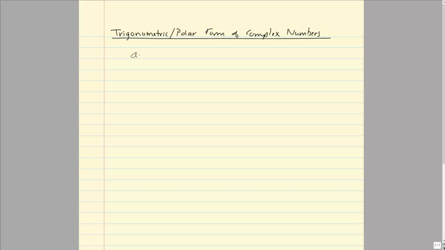Remember, a plus bi was the standard form of a complex number. We also call this rectangular form. It's going to be important that we recognize these different forms, because we're going to have rectangular form, polar form, and trigonometric form. So again, we have to make sure that we understand the differences here. So this is the standard form, or the rectangular form, of a complex number.